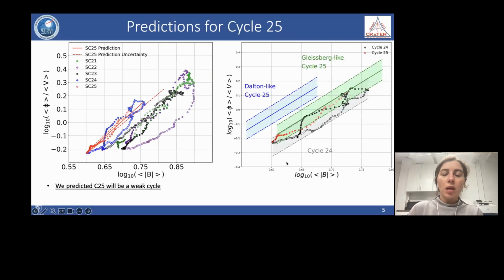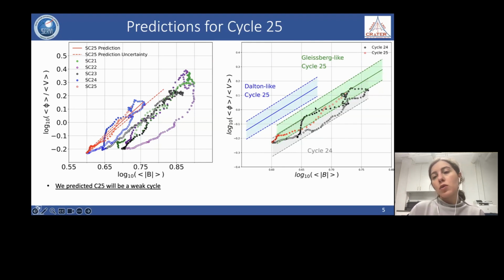When I said two papers, one of them was our 2020 paper, in which we tried to project the radiation environment based on a Gleissberg-like and a Dalton-like solar cycle 25, and also another study in 2022, where we used those correlations and their shape to actually predict how cycle 25 would be.